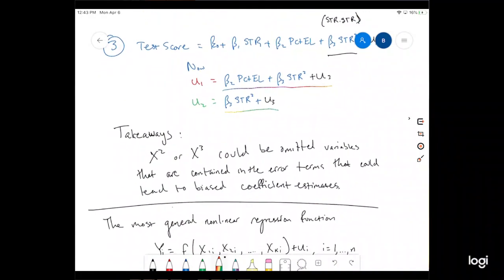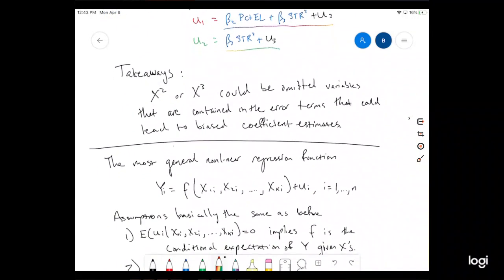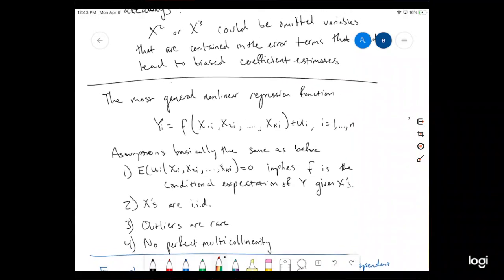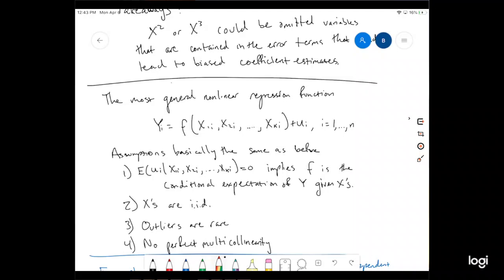So the most general nonlinear regression function is written as yi equals some function f of x1i, x2i, all the way up to xki plus ui. So that function f could be anything from squared terms to cubic terms to any sort of polynomial of x1 or x2. We could have interactions of x1 and x2, xk, etc.